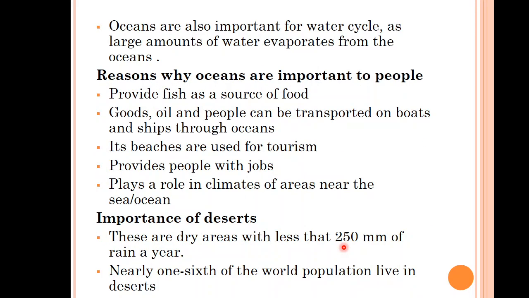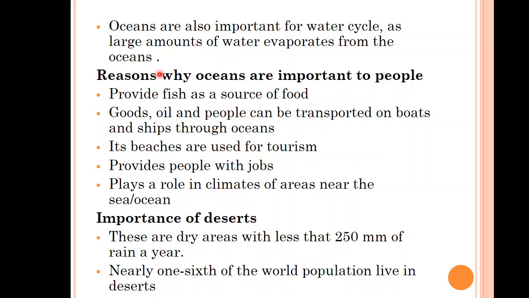Oceans are also important for the water cycle, as large amounts of water evaporate from the oceans. If you look on page 61, there's a diagram of the water cycle. When the sun hits the surface of the water, it makes some of the water evaporate, and then when that water vapor reaches the atmosphere, it cools down and condenses, forming clouds. When clouds are formed, they lead to rain.